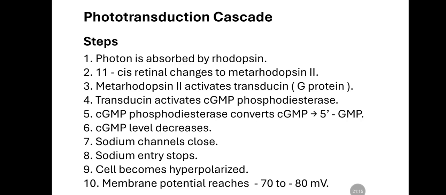cGMP phosphodiesterase converts cGMP to 5'-GMP. cGMP level decreases. Sodium channels close. Sodium entry stops. The cell becomes hyperpolarized. Membrane potential reaches -70 to -80 mV.